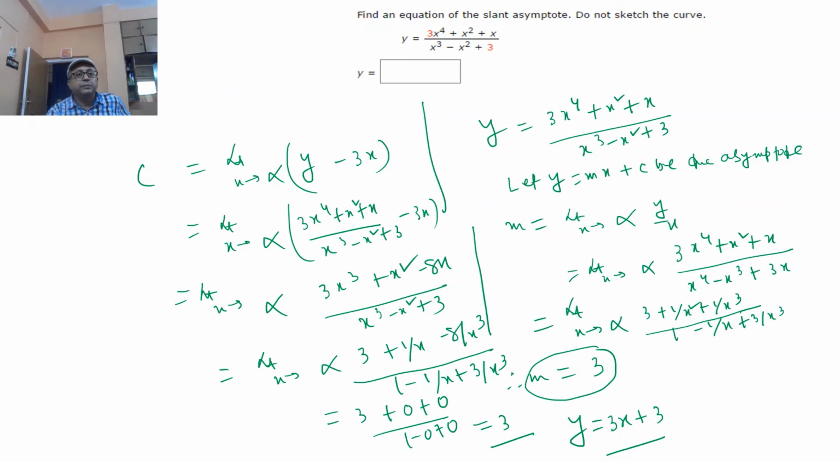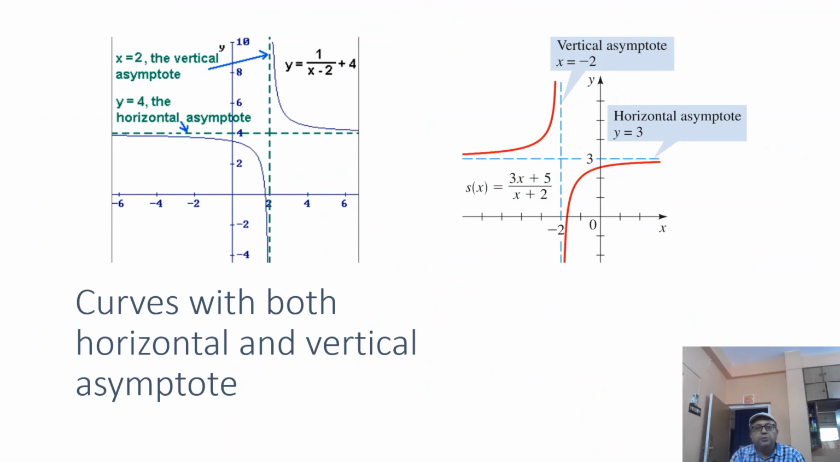Now this is the time for you to ask a question: whether a curve can have both horizontal and vertical asymptotes. The answer is yes. There can even be an oblique asymptote together with these two types of asymptotes. Let me show you one example here.